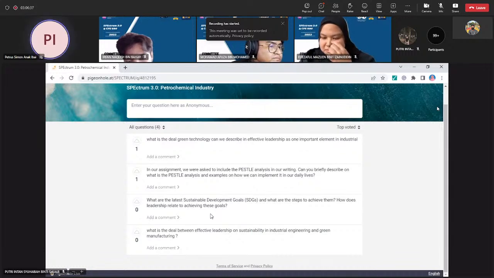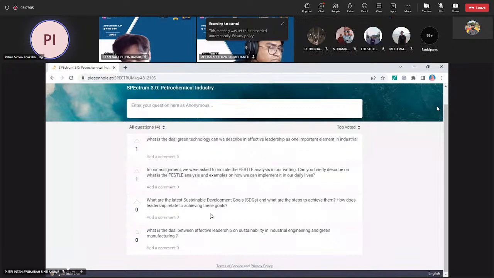Okay, first, these are my assumptions. Basically, you're looking for the correlation between leadership on sustainability and how this can break into green manufacturing. I hope my assumption is right, so I will answer from that point of view. To drive a transformational change, it must be driven from top to bottom. In most cases, this is true.